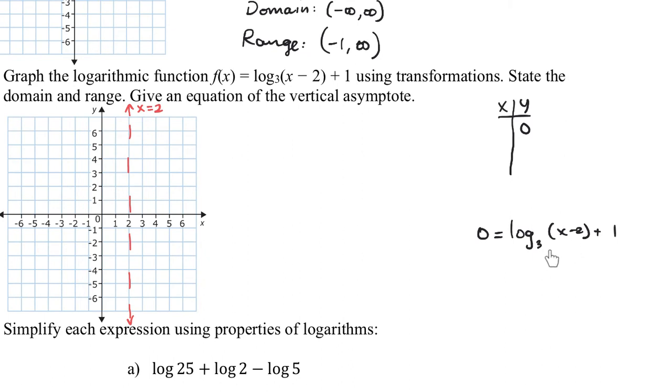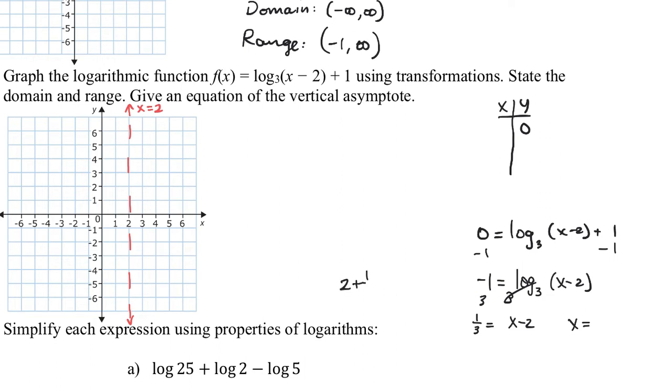X minus 2 is inside of a logarithm, so we can't get to x minus 2 until we get rid of this logarithm. Now we can't cancel out a logarithm until that logarithmic expression is the only thing on that side of the equation. So this plus 1 needs to move over here as a -1, so subtract 1 on both sides. Now we can use a base of 3 to cancel the logarithmic function. So now we have 3 to the -1, which is 1/3, equals x minus 2. If you add 2 to both sides, x equals 2 plus 1/3.